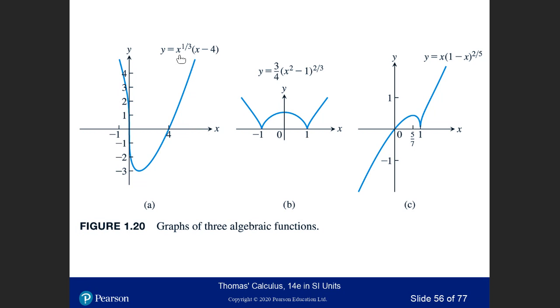Before, when x is less than 4, this is positive, but this term is negative. So you are negative if x is less than 4. When x is greater than 4, both are positive, so you have a positive value. So you count from negative values, cross the x-axis at 4, and then continue.